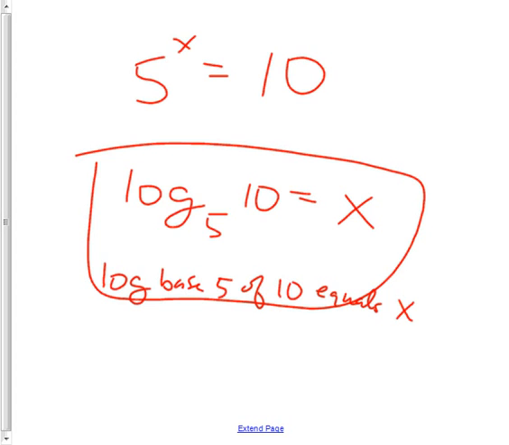Okay. It is not "of 5." It is not "to the 10." Those are common things I hear people throwing around. And I know some people just forgot to say the "is equal to x" part or "equals x" part. But log base 5 of 10. All right. Now, that's a log.